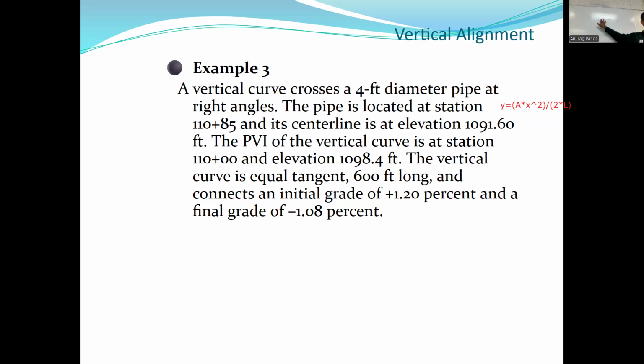It's 1098.4. The elevation here is 1091.6. So that means it's going to be located higher, right? So higher and to the left. So if I want to locate the PVI, it's going to be somewhere here, right? So I'm going to make it a little bit higher than this point and to the left.